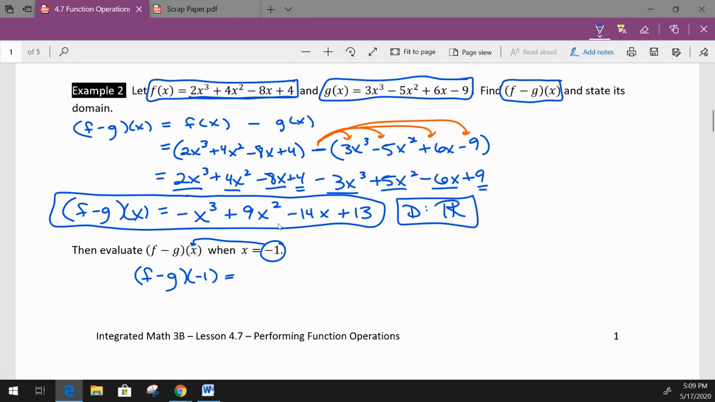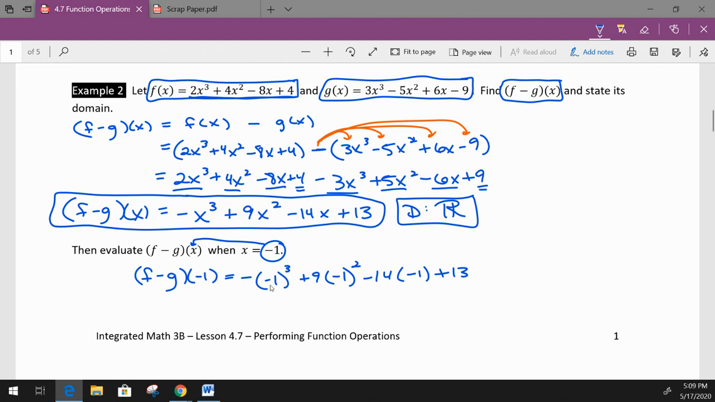So here is our function. If we substitute -1 for all the x's, I still have a negative in front, but I'm going to put -1 in place of x, and then I'm going to raise it to the third power. We'll come back and simplify that in a second. Plus 9 x squared, and again, replace your x with -1, minus 14 times x again, which is -1, plus 13.